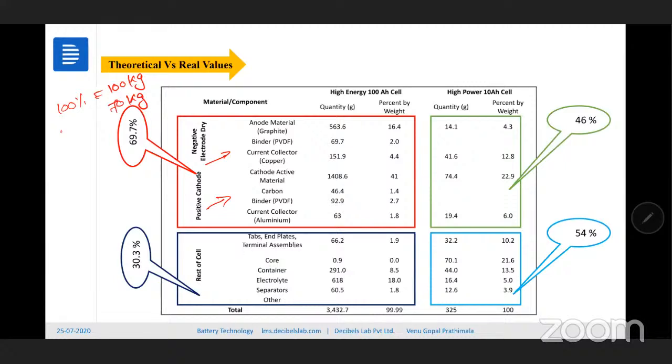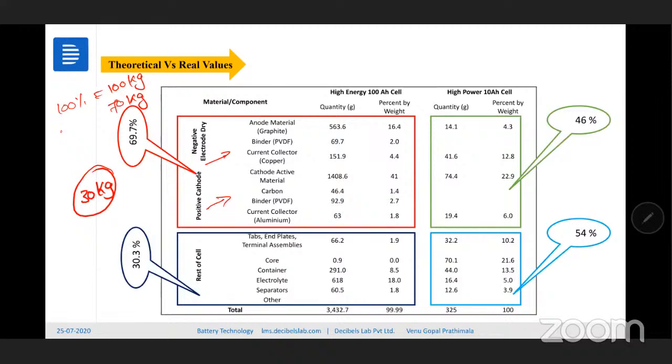But other parts such as taps, end plates, terminal assemblies, core, container, electrolytes, apparatus, and other casing materials correspond to about 30%, which means 30 kg. So this is the extra mass we are adding to the active material. Because of this 30% of extra material, the cell capacity has decreased from the theoretical value. It will decrease by at least 50% minimum.